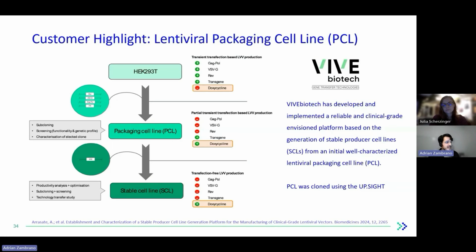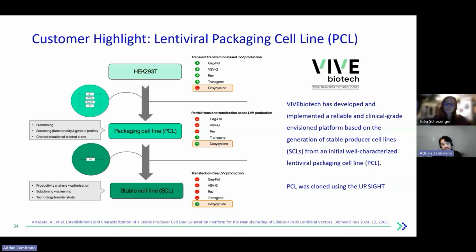And as you can see, they've taken multiple steps for that. They basically have used the Up.Sight for the subcloning of their cell lines, and they were afterwards screened for functionality and genetic profiling. I will not show you all this data, but I have here the reference. Please have a look. It's at the very bottom of the presentation. And again, the whole process was to eventually generate a stable cell line.